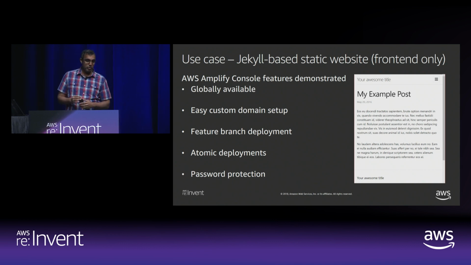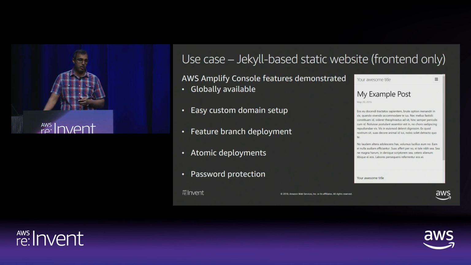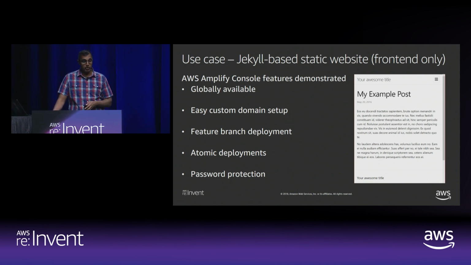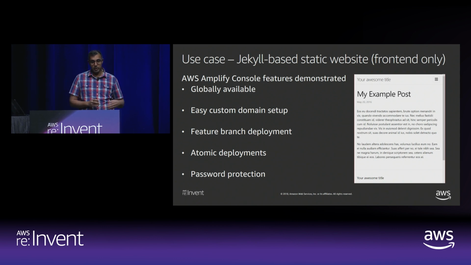So they've become pretty popular, and there's a bunch of them. Jekyll is one of them. And it's a good way to show some of the features that we offer in the Amplify console. And through the demo, you're going to see how you can make something globally available really easy, how you can do custom domains, how this feature branch thing works, like how Git feature branches map to DevOps workflows. You'll see the atomic deployment piece, and you'll see how you can enable password protection.